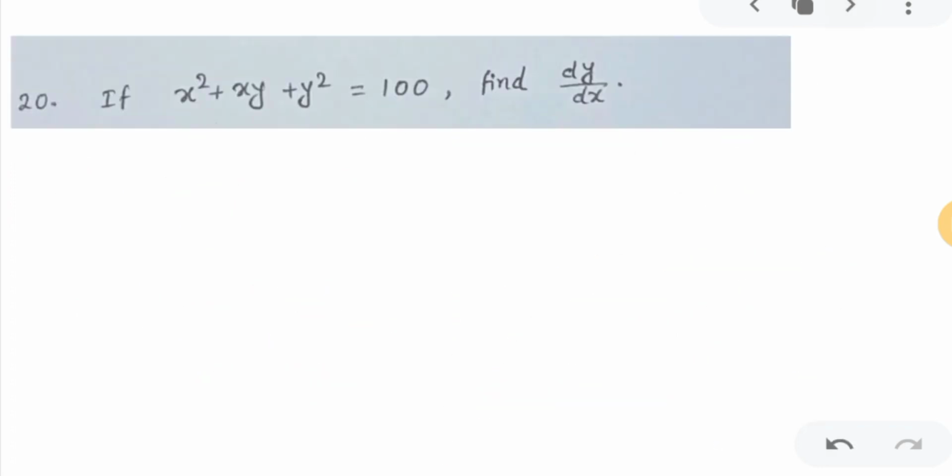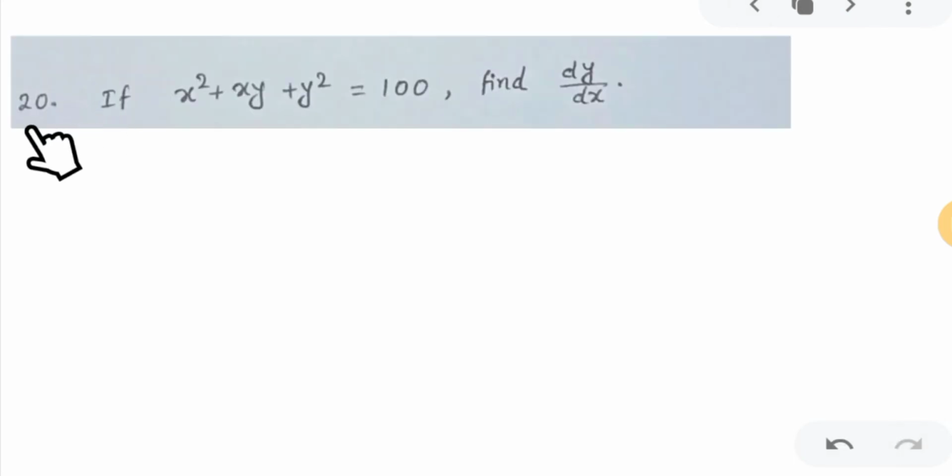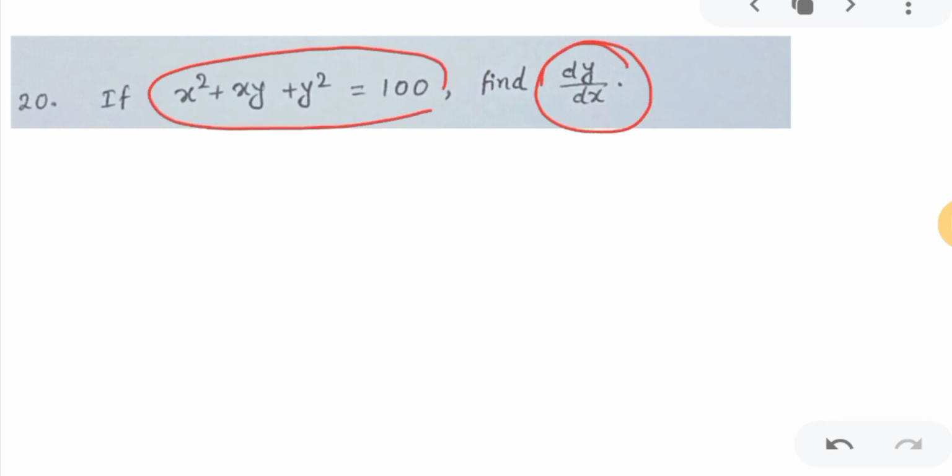Now we'll move to the next question, that is question number 20. Question number 20 is, if x square plus xy plus y square is given as 100, we have to find dy upon dx, and this relation is given. So it is given that x square plus xy plus y square is equal to 100.